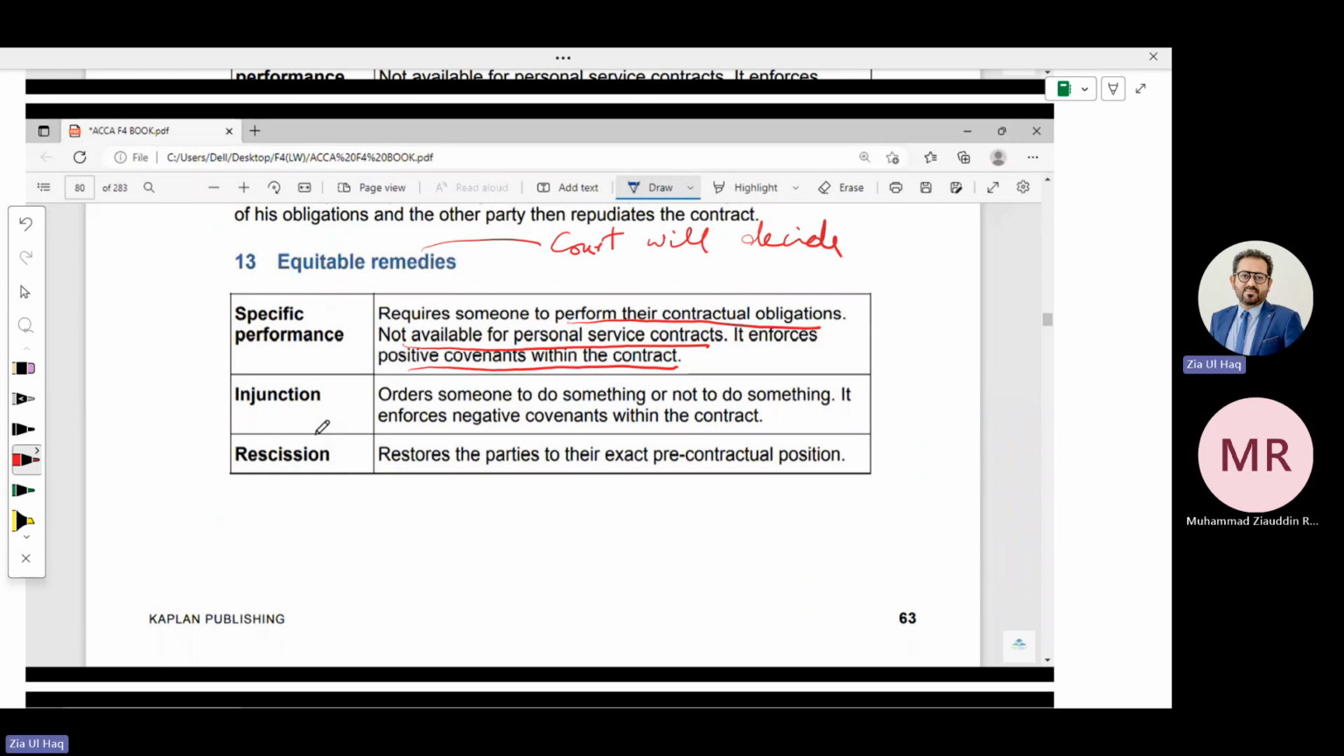What is injunction? In injunction, the court will stop one party from doing something.